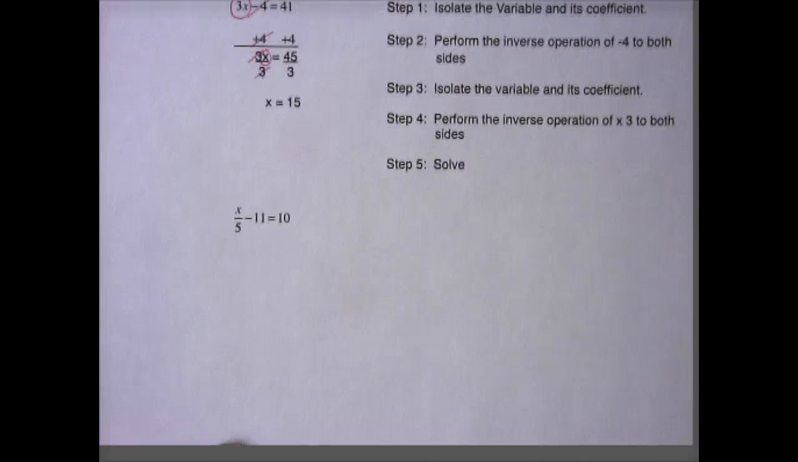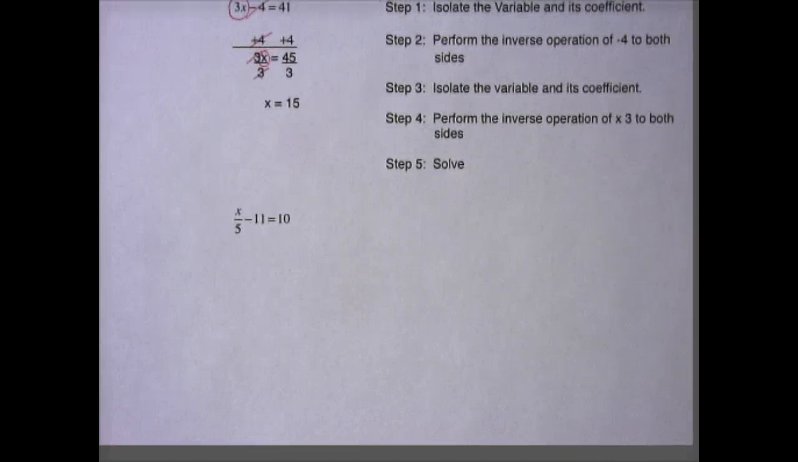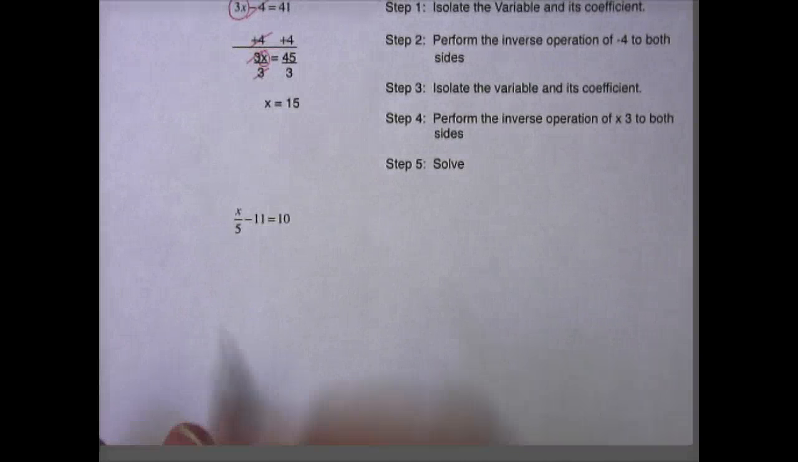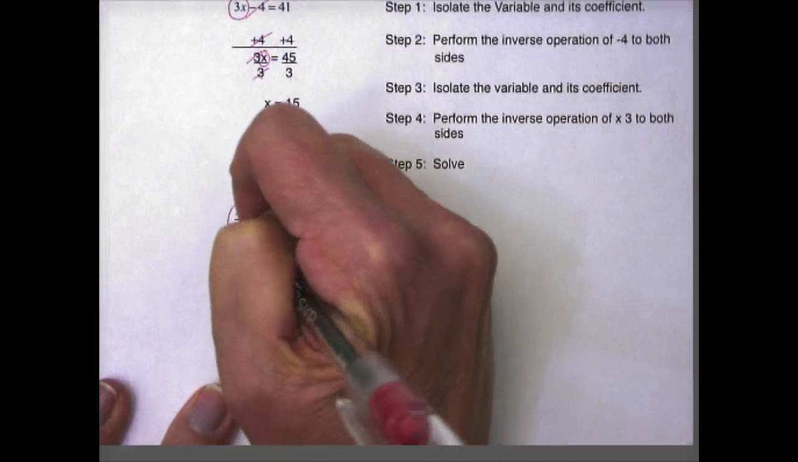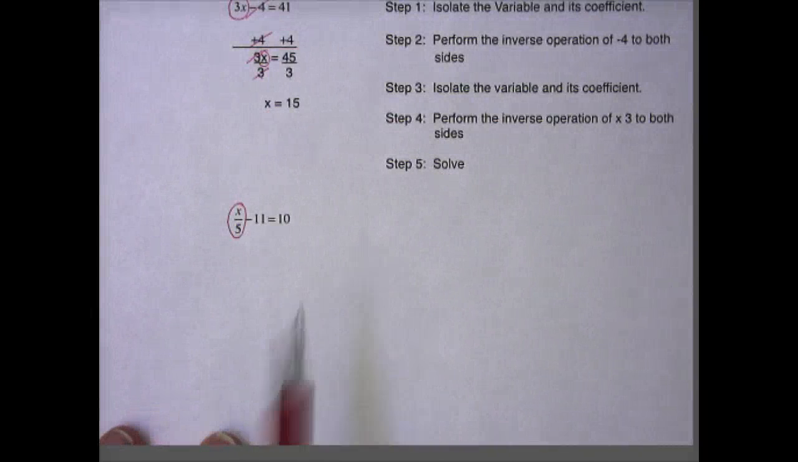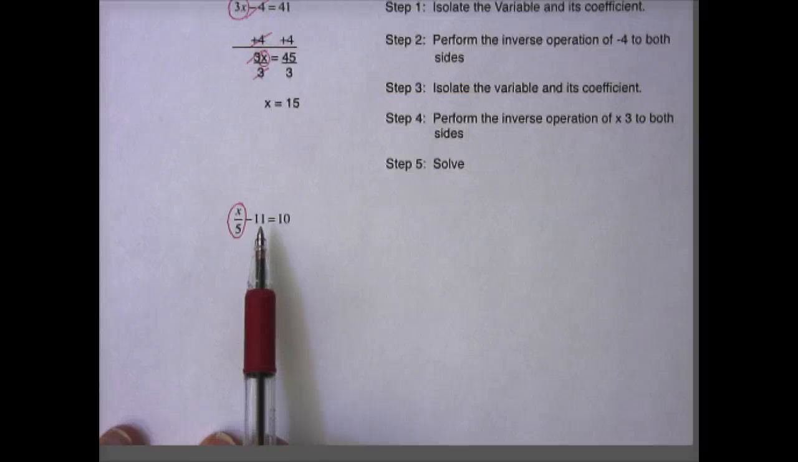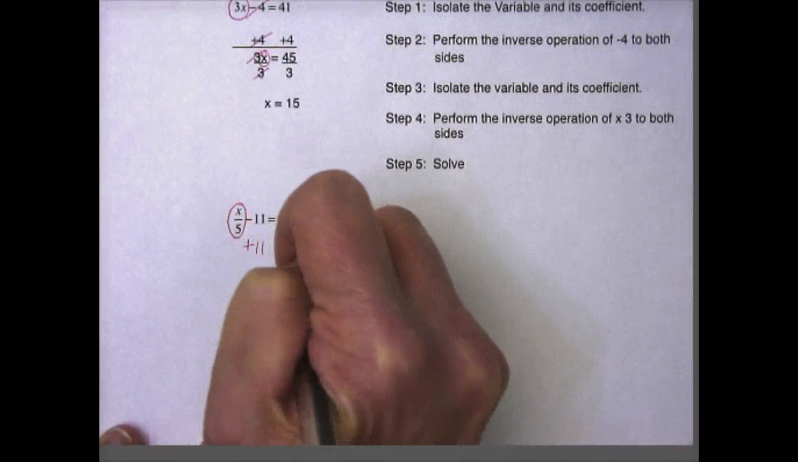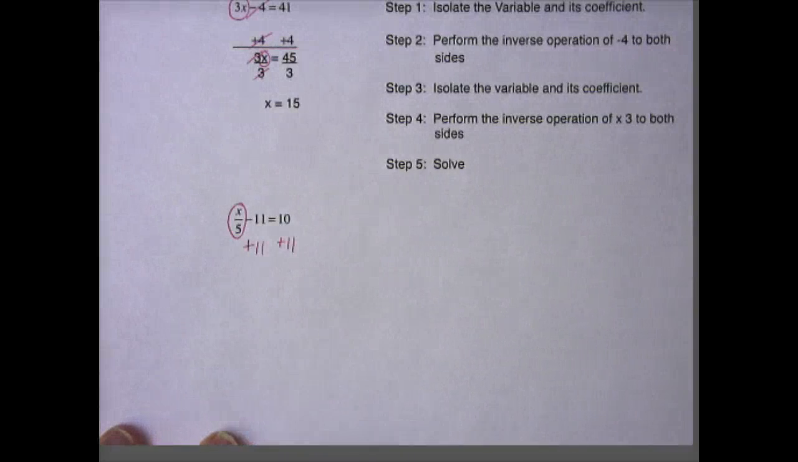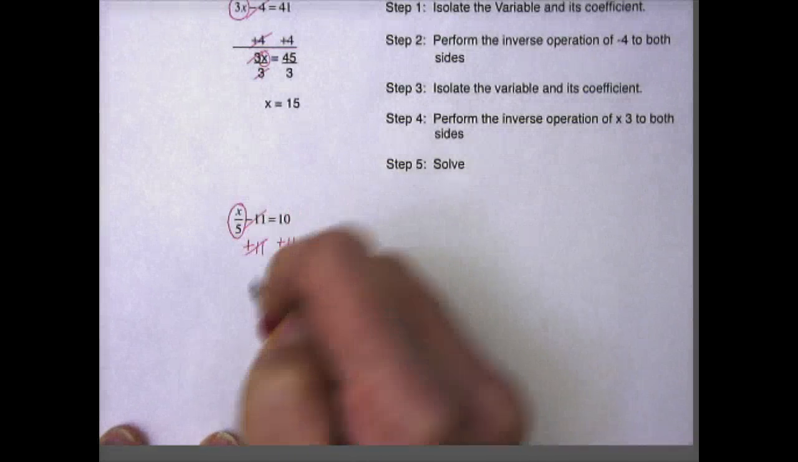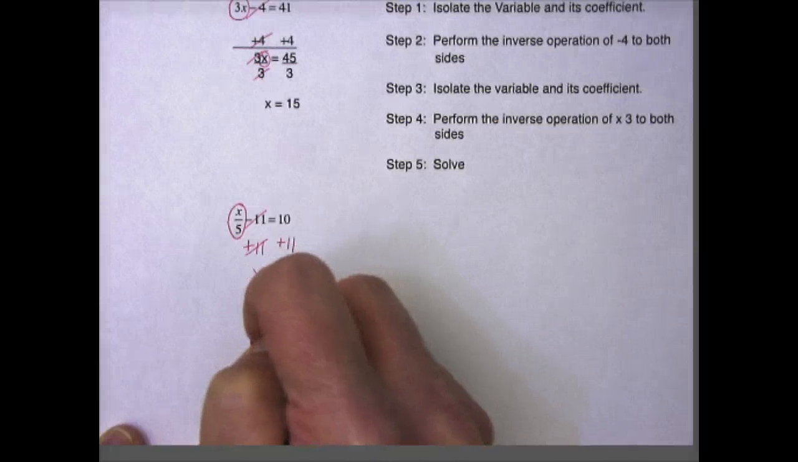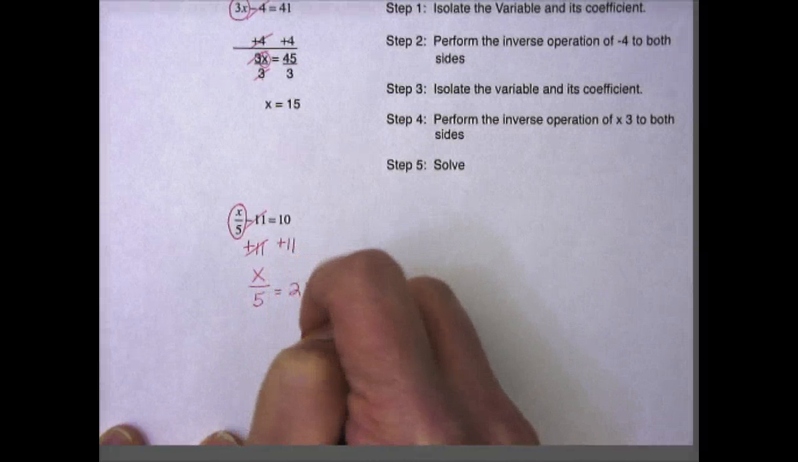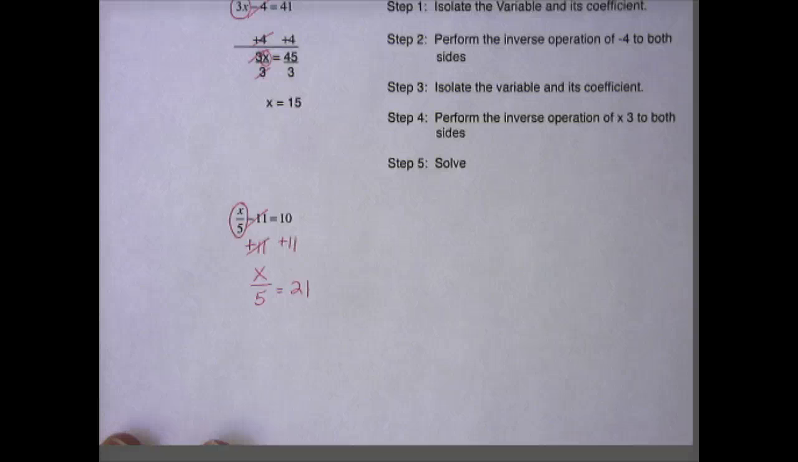Let's look at the second example. X divided by 5 minus 11 equals 10. Let's circle what we're going to isolate first. Now we have minus 11, so we have to do the opposite, or the inverse. So we're going to add 11 to both sides. That leaves us, these two canceling, x divided by 5 equals 21, because 10 plus 11 is 21.